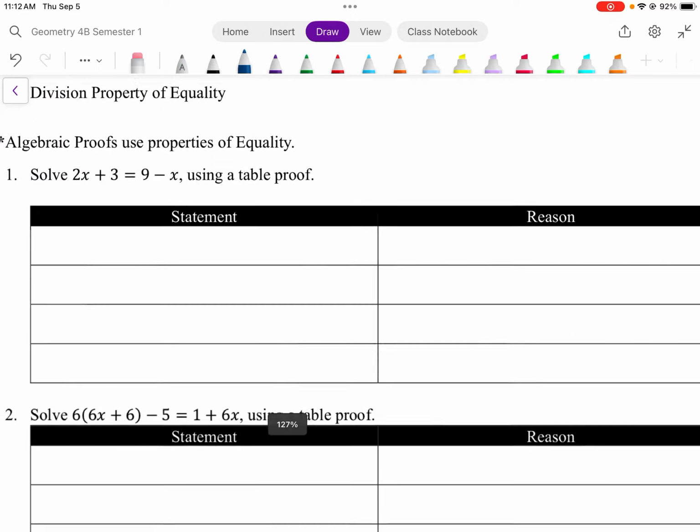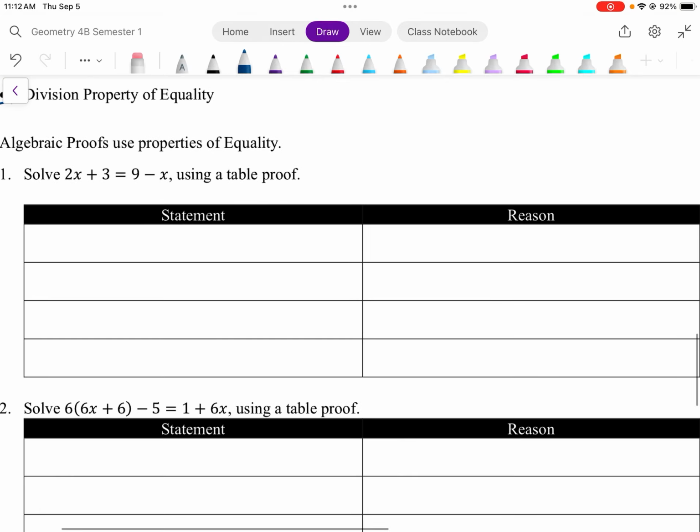So if we look at example 1, they want us to solve this equation using a table proof. Every time you start a table proof, you are going to start with the question they give you, or sometimes they'll label it as the given. That is going to be your first statement. So in this statement, we're going to write 2x plus 3 equals 9 minus x.